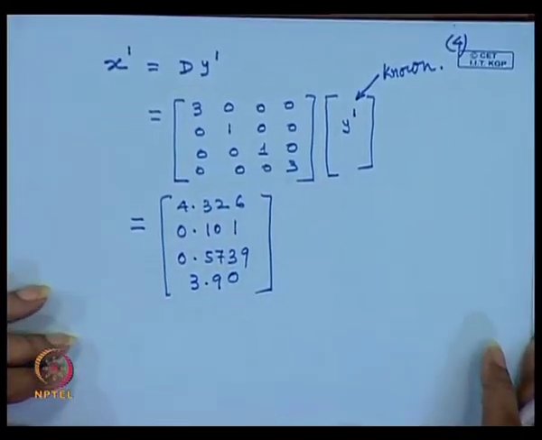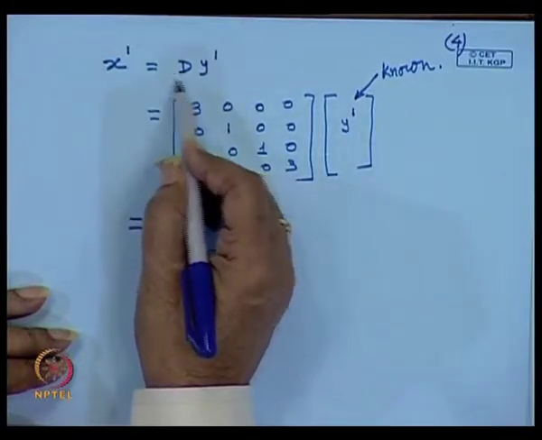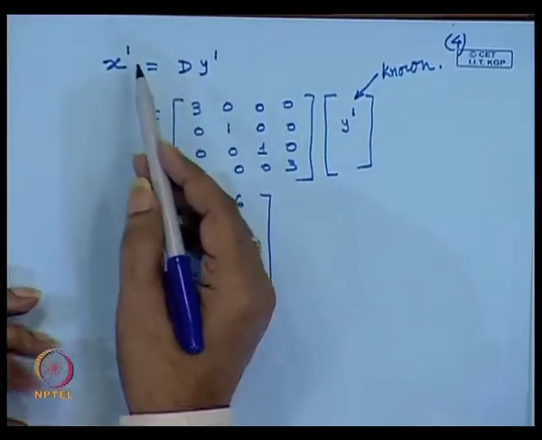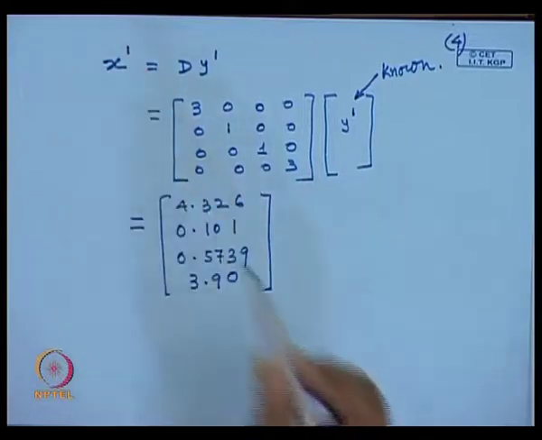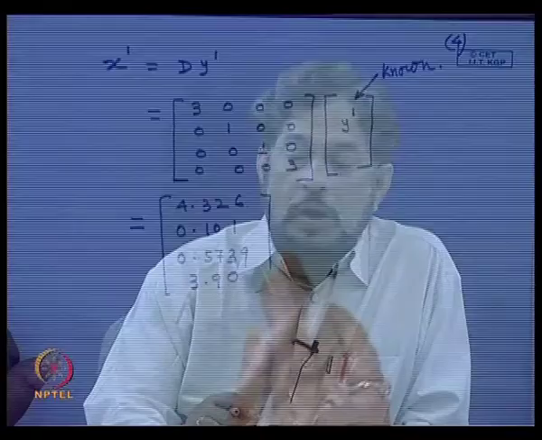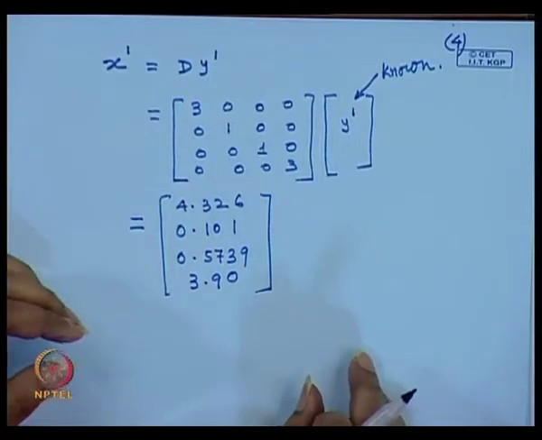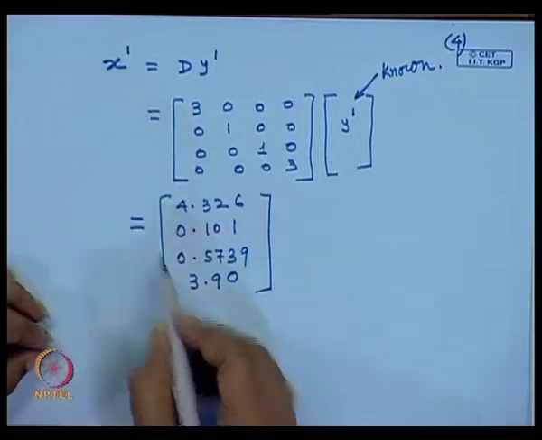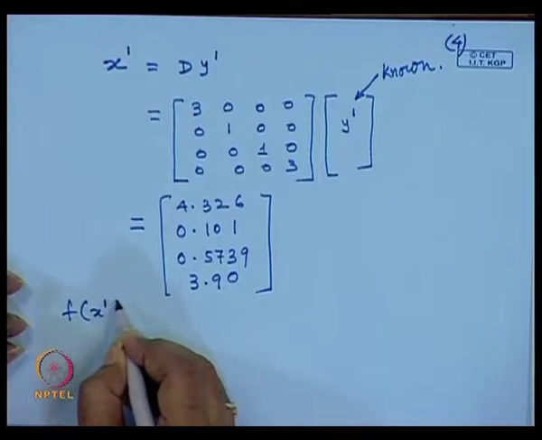So, in the original problem, with the scaling matrix D operation, we are back to our original problem with the decision variable x of 1. Previously x of 0 was 3 1 1 3. Now it has moved to this point. So, let us see the function value in the original variables.